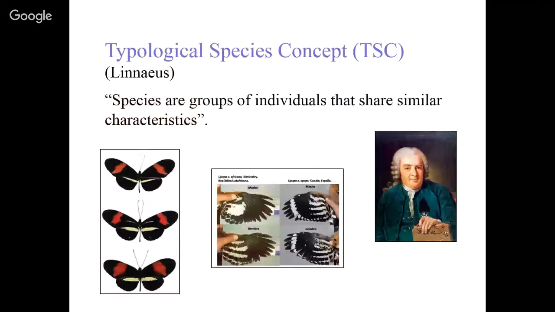In a very general way, I'm going to take a quick review of the most commonly used species concepts. Okay, the typological species concept proposed by Linneo is just species. Species are defined as a group of individuals that share similar characteristics.